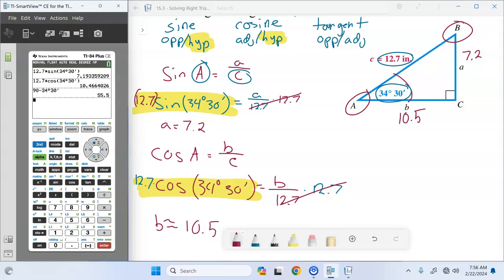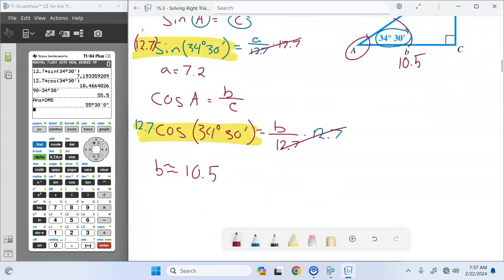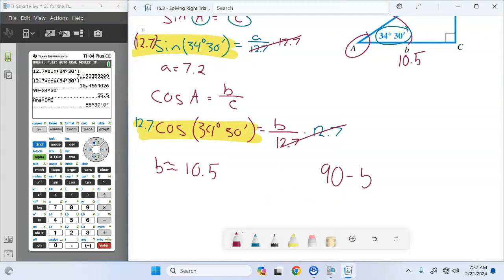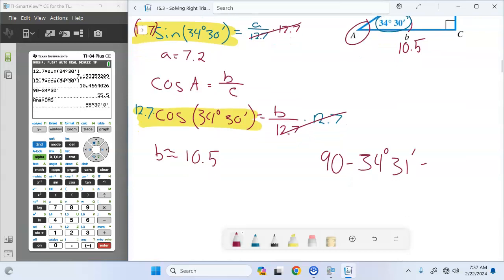So we've got our decimal. If you're given degrees in degrees, minutes, seconds, you want to make sure you rewrite it back in degrees, minutes, seconds. So you can just do a quick conversion to DMS and you've got 55 degrees and 30 minutes, because it was given in DMS. If it's not given in DMS, then it doesn't need to be in DMS. But if it's given in DMS, it needs to stay in DMS. Okay? That's how we solve a right triangle.